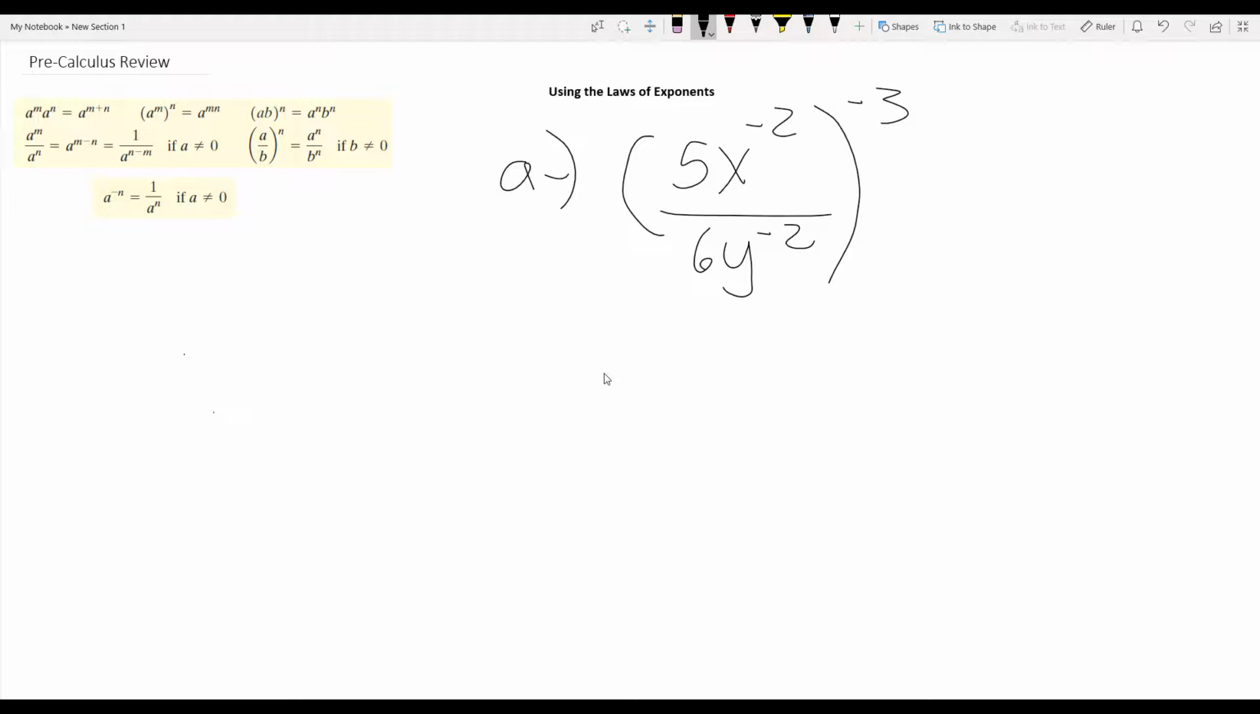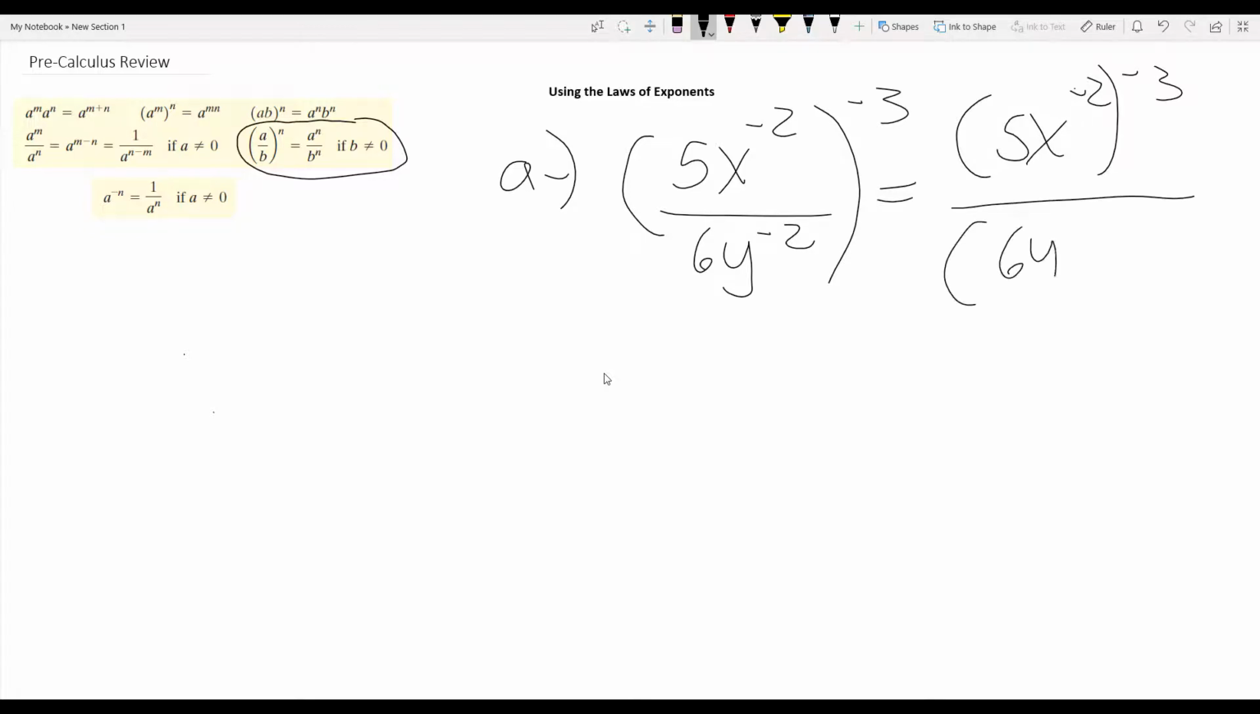Well, a smart choice will be to simply split them up, and I mean both portions of the function. Okay, so we could rewrite this as 5x to the minus 2 and all of that raised to the negative 3rd power. And same with this part, 6y to the minus 2 also raised to the negative 3rd power.